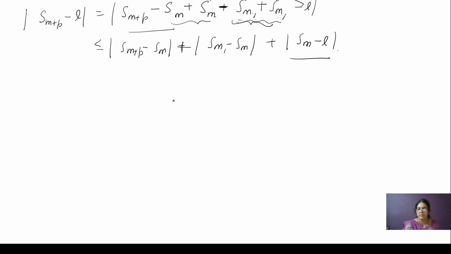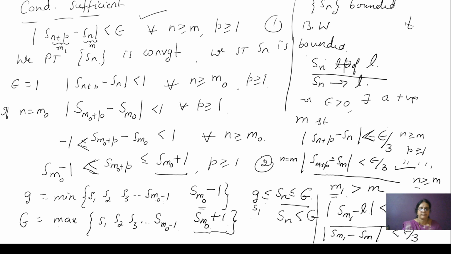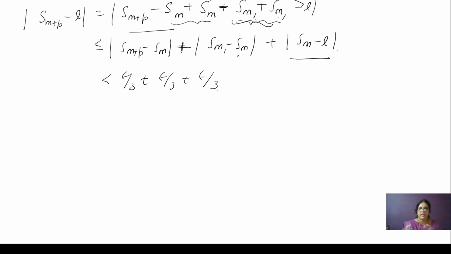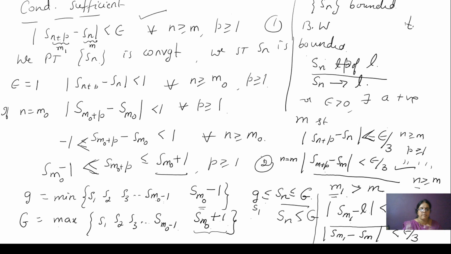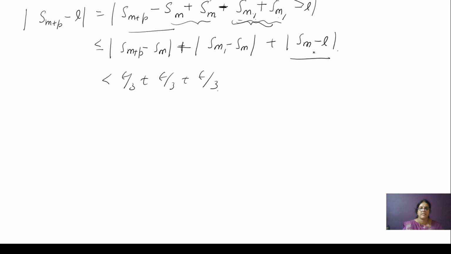These two are clubbed together, and Sm1 minus L is written here, and these two terms are written here. Now we can see that each one is less than epsilon by 3 from the previous step. So once again I will show it. Sm plus p minus Sm here, then Sm1 minus Sm, this term. And then the next one is Sm1 minus L. So we can see that it is the last term.